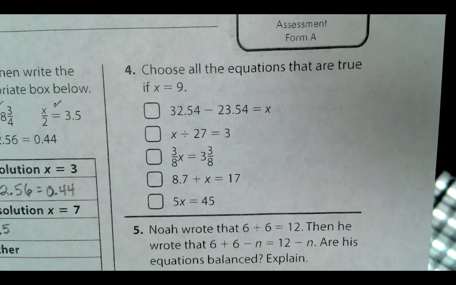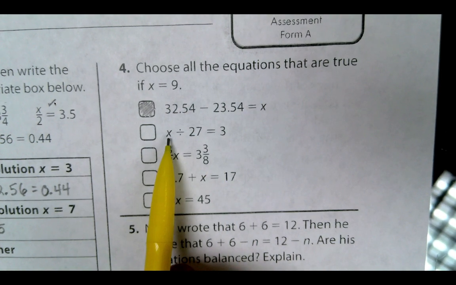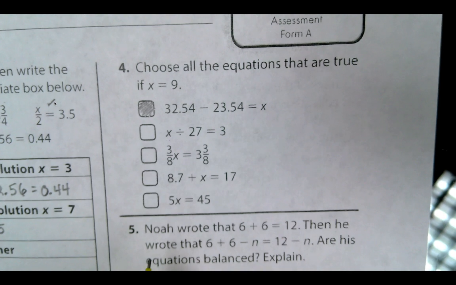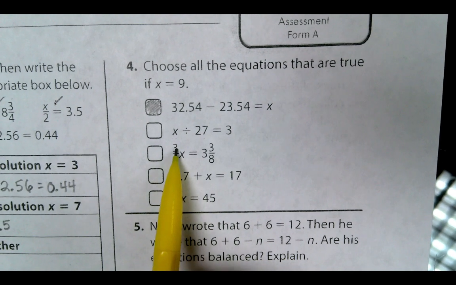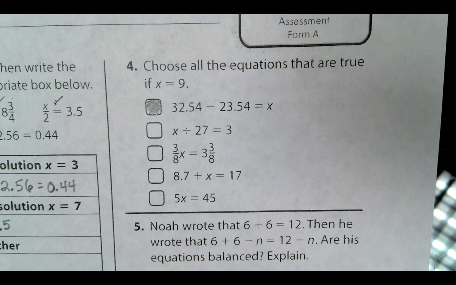So, what are some ones that we could check off here? Ethan says 32.54 minus 23.54 is 9. Is he correct? Yes. Is 9, because this would be x, 9 divided by 27 3? No. If I have multiplication, what do I have to do to solve for x here? Or I could say 9 times what? 3/8? 9 times 3/8. Does that equal 3 3/8? It does.